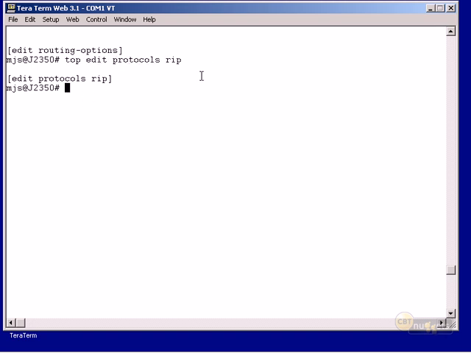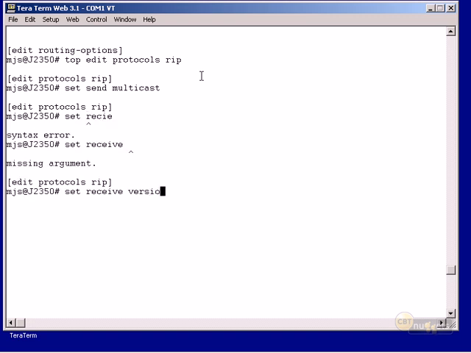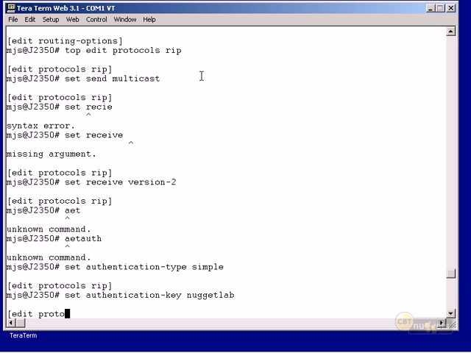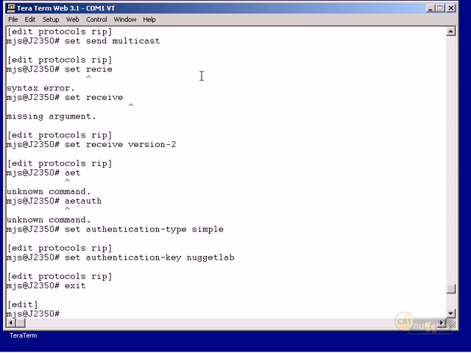Let's go ahead and set up our 2350 now. We want to set the send as multicast. We want to set the receive as version 2. We want to set the authentication type as simple. We want to set the authentication key as Nugget Lab. We also want to get out of here and deactivate that bottom interface, going to that other Cisco router CR2.